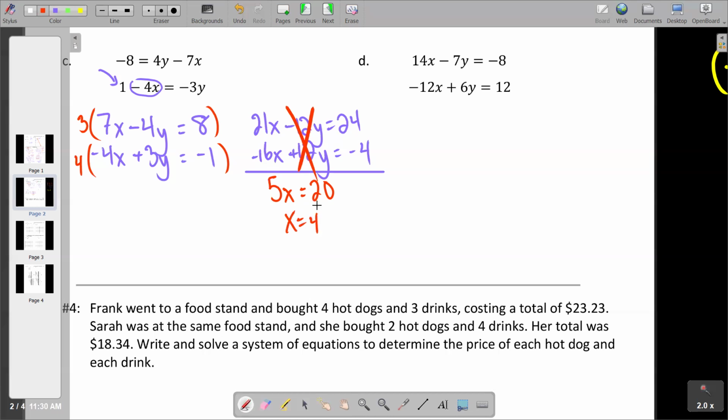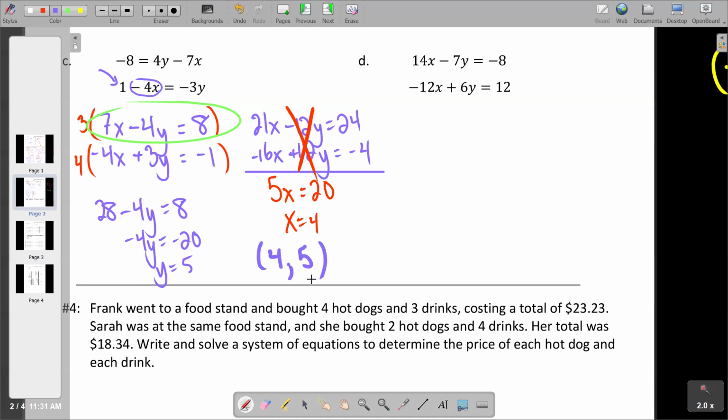And for the third straight time, I will say, put it wherever you personally want to. I will tell you that I put it in this one that I'm circling in green. So when you see my work, it will say 28 minus 4y equals 8, because I did 7 times x while I was there. I subtracted 28 and I got negative 4y equals negative 20. And then I divided and I got y equals 5. Last job is to, hit full send, write the answer, 4, 5.